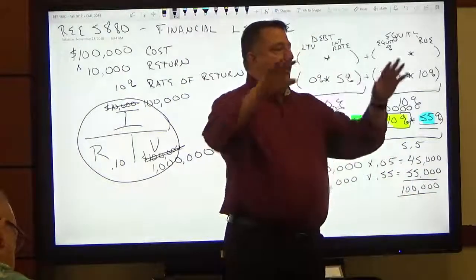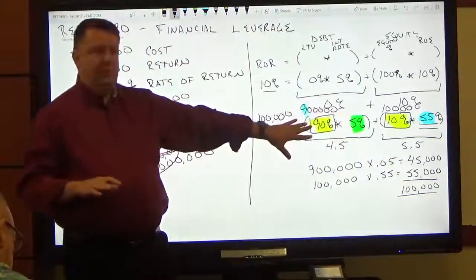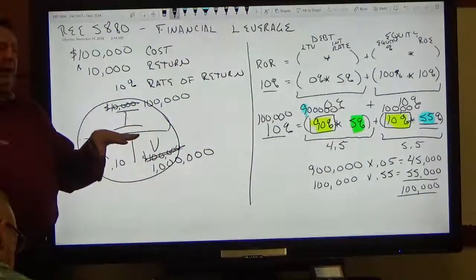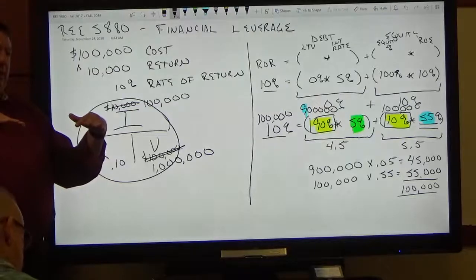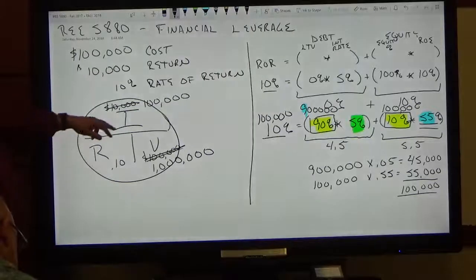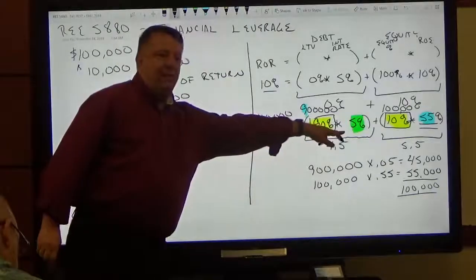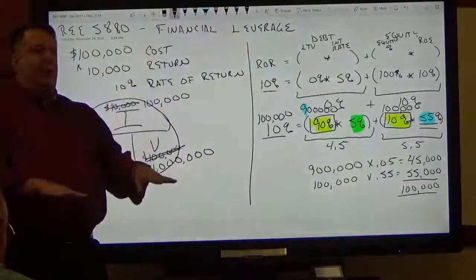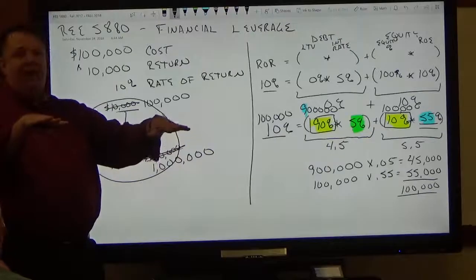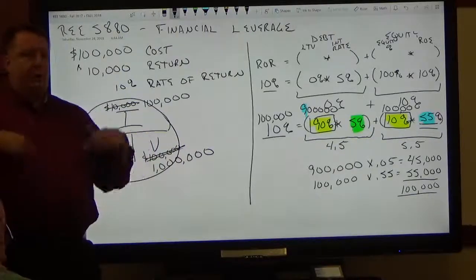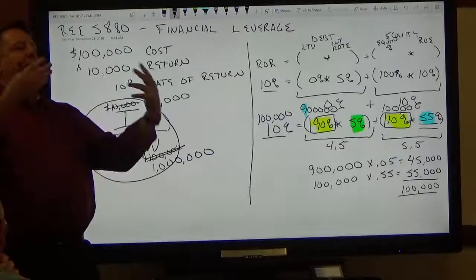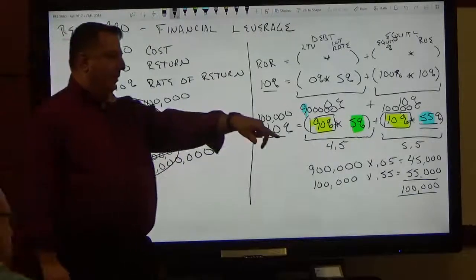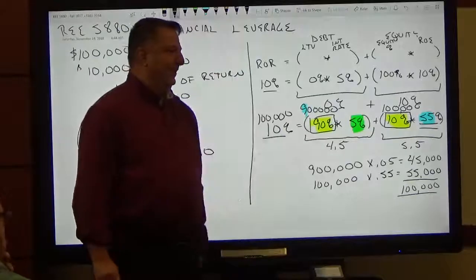Now, that is wonderful, as long as the project is yielding above and beyond your cost of capital of the 5%. If for whatever reason your rents go down below that 5%, you're going to be in a world of hurt because you're now going to have negative financial leverage. Okay?